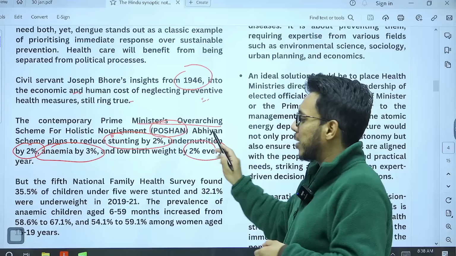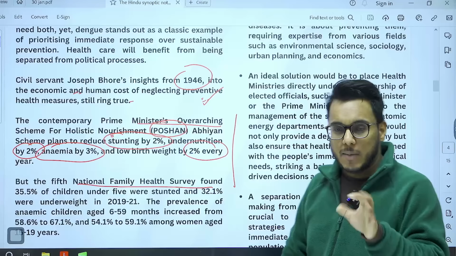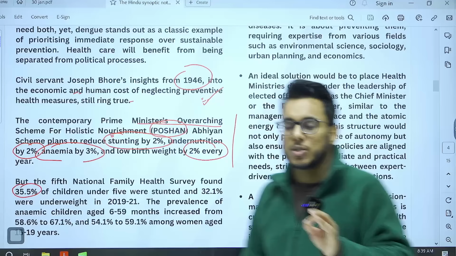But even though the scheme is going on, the 5th National Family Health Survey has shown that much improvement has not happened. According to the 5th National Family Health Survey, 35.5% of children under the age of 5 were still stunted. 35.5% of children are stunted.